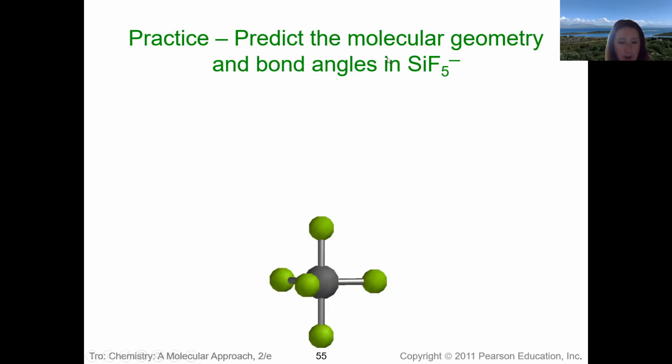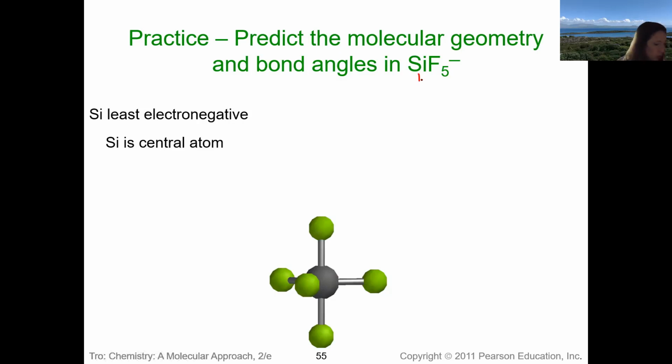SiF5 minus. Okay, so Si goes in the middle because it's the least electronegative, right? So we're going to put that one in our middle, and then that'll be our central atom. And then we add our valence electrons, right? So Si is 4. F is 7. And there's 5 of them.